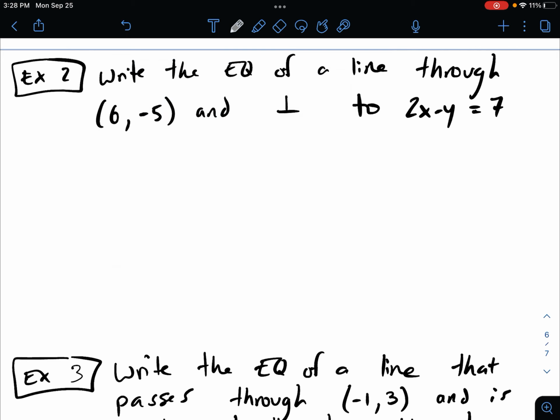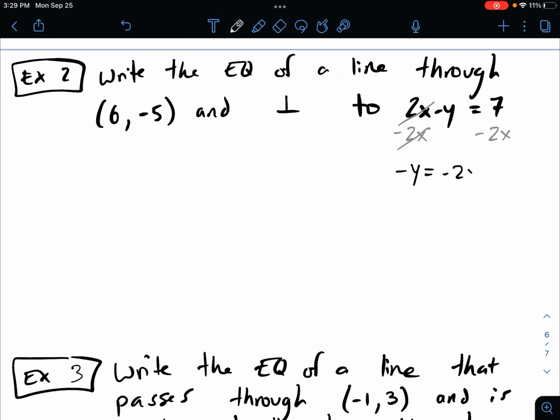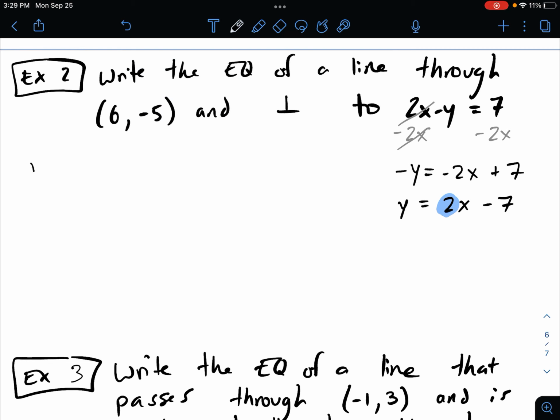Next, write the equation of a line that goes through 6, -5 and is perpendicular to this line. So this might look familiar. This is similar to the problem we did on the previous 2.4 homework. We're going to subtract 2x on both sides, leaving me with -y equals -2x plus 7. I'm then going to divide everything by -1, which changes the signs of everything. And so we know that the slope of this line is positive 2. So if I know that the slope of this line is positive 2, I know that the slope of my new line has to be -1/2, right? Opposite reciprocal slope.